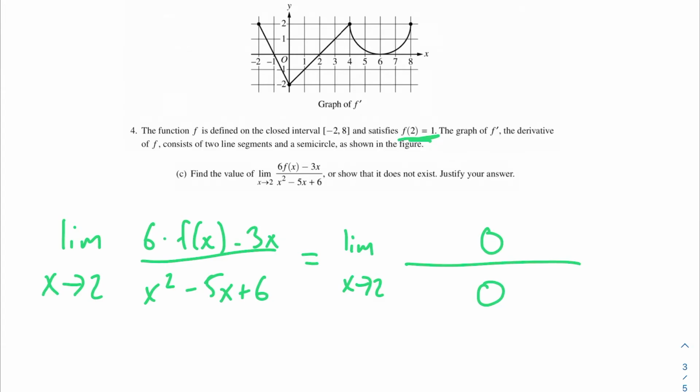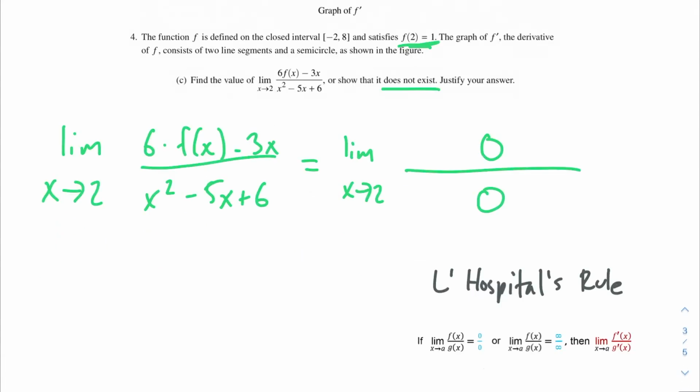But this doesn't necessarily mean that the limit does not exist. Why do I know that? So we actually use our friend L'Hopital's rule. This says that if we get into one of these indeterminate forms, so 0 over 0 or infinity over infinity, what we can do is we can take the derivative of the numerator and the denominator and then try to solve for the limit like that.